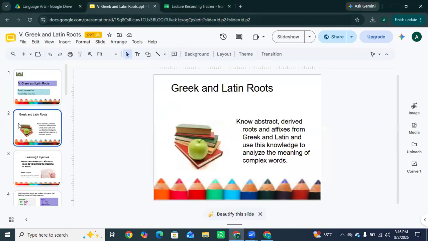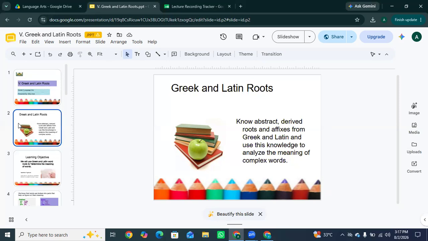Greek and Latin roots. Many English words are made from Greek and Latin root words. A root is the main part of a word that carries its basic meaning. If you know the meaning of the root, you can figure out the meaning of many other words. Note, abstract, derive roots and affixes from Greek and Latin and use this knowledge to analyze the meaning of complex words. If you know the meaning of the root, you can figure out the meaning of many other words.